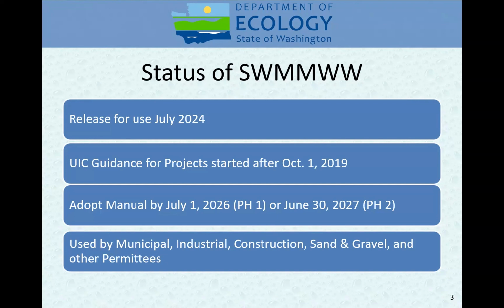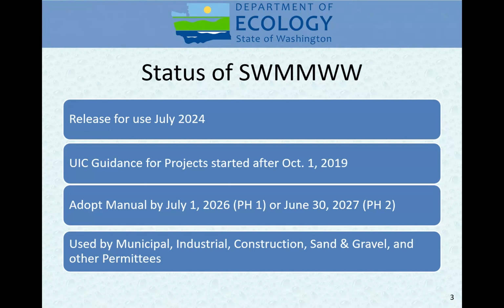We're giving them time to get used to the manual and to change their ordinances so that the ordinances agree with what the manual and the permit says. And we're giving them time. The phase ones, all 6 phase ones, have an equivalent manual. And all 6 of those equivalent manuals will be reviewed by Ecology for equivalency. We don't review phase 2 manuals for equivalency.